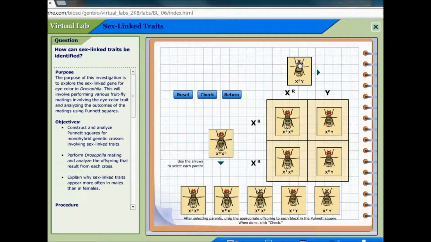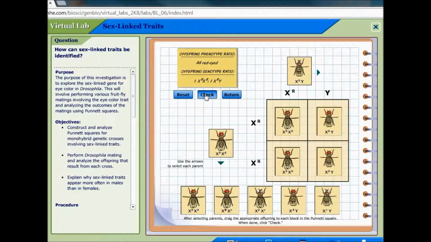And remember, this guy's wrong. This guy up here, the parent is supposed to have red eyes. I can't believe that they made that mistake. So let's check. Yay! All right, let's do another one.